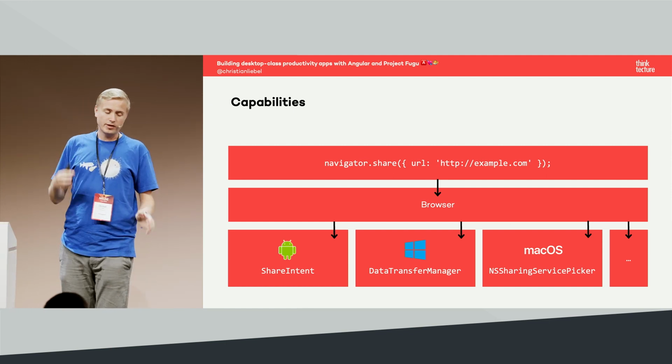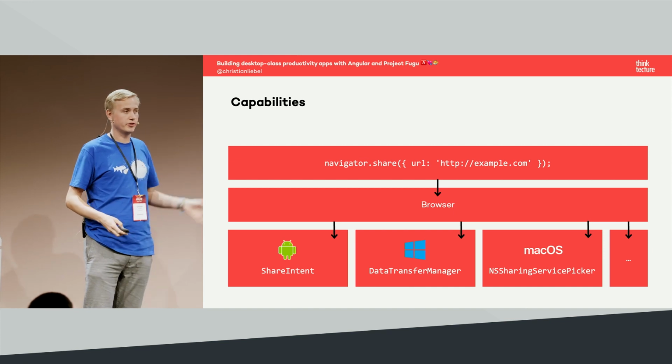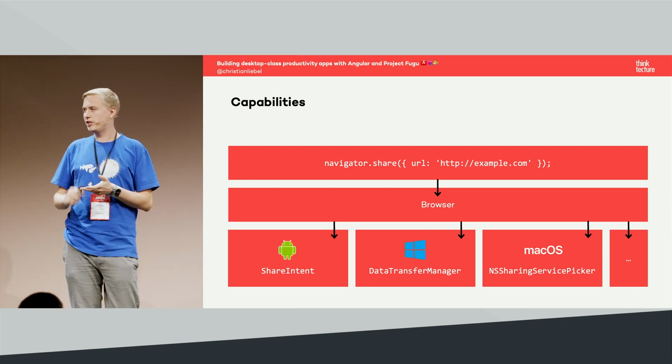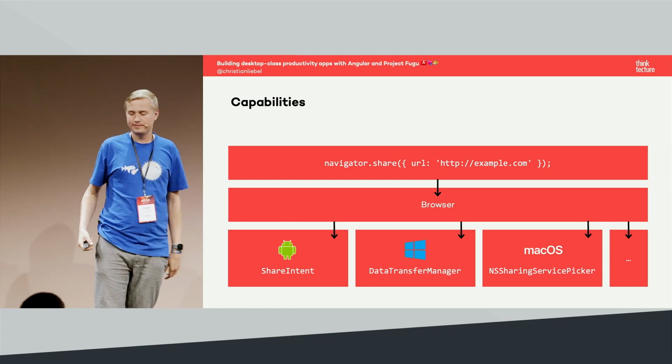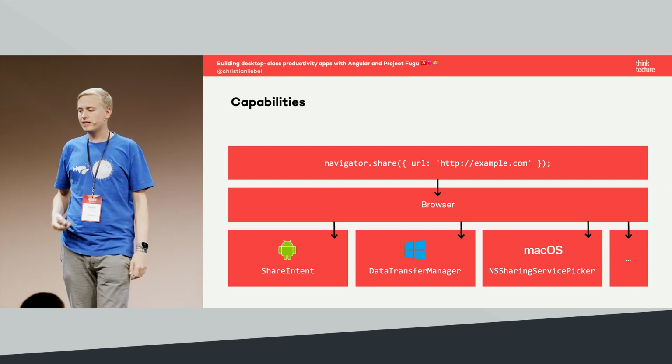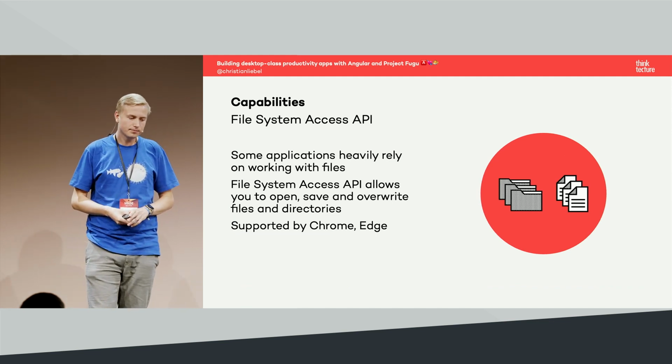All right. Now I want to show you some APIs that are interesting for productivity applications. Again, text editors, image editors, code editors, video editors, and so on. And the first one that comes to mind here is the File System Access API.